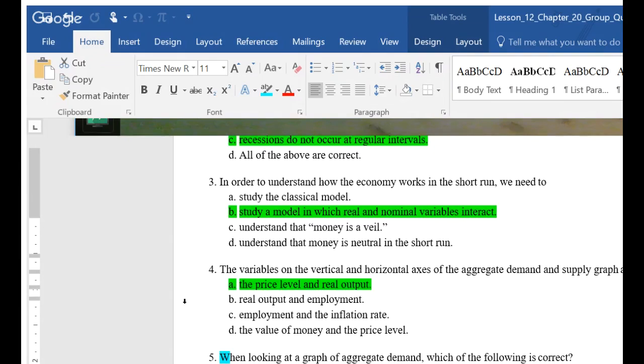So I'm ready. All right. We're on number 5 and we've got C, is that right?